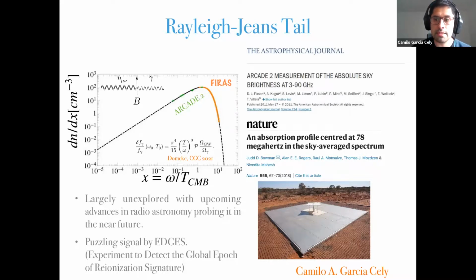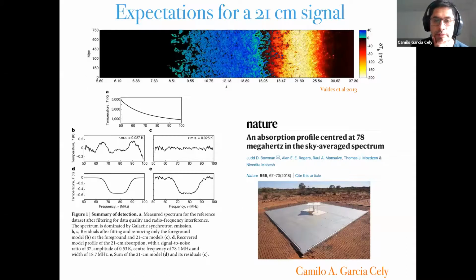there was this experiment by EDGES, which tried to study the end of the Dark Ages. Let's put it like that. Okay, so it is a very simple experiment. You can see it in the picture, and they found something very puzzling, and it's that there was this absorption feature. And this exactly happens in the Rayleigh-Jeans tail of the spectrum, right?